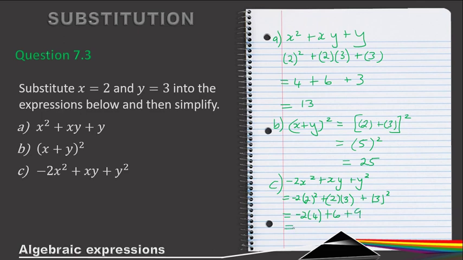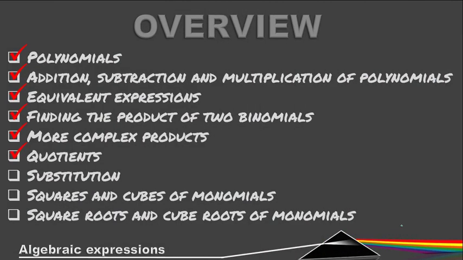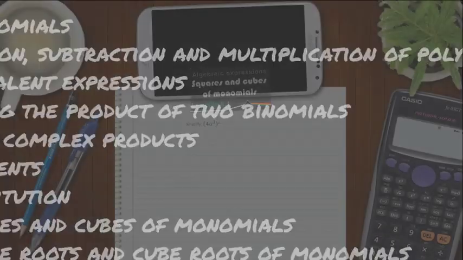And then negative 8 plus 6 plus 9. So negative 8 plus 6 is negative 2. I'm just going to start from left to right, simplifying this. This is negative 2. So negative 2 plus 9 is 7. Okay, so substitution is done. Let's move on to squares and cubes.